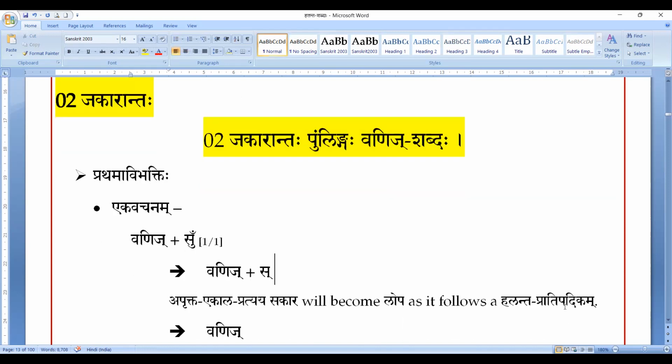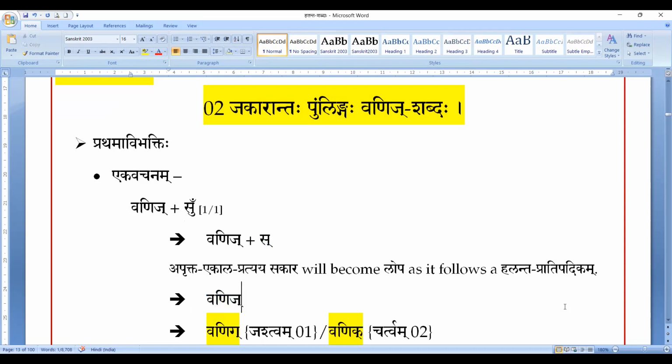Now you see, Vanij plus Su. What Pratyaya is Su? What Sanjna? Apruktam, Aprukta Ekal Pratyaya. The content is only Sakara, therefore Aprukta. Tasya kim bhavati? Lopa bhavati, following the Alanta Pratipadikam. You have to note, following the Alanta Pratipadikam, not just for Rama, it will not become Lopa. So Rama is Ramaha, Ari is Arihi, Guru is Guruhu, because there it follows the vowel, right? So here Sakara becomes Lopaha, Vanij. Now Vanij is a Padam. Padante kim asti?